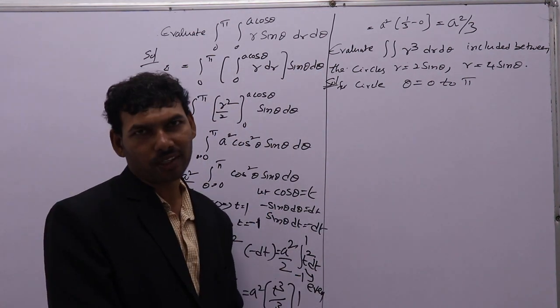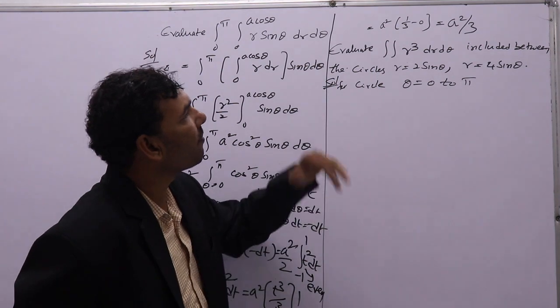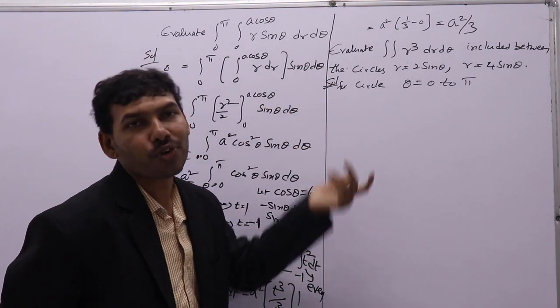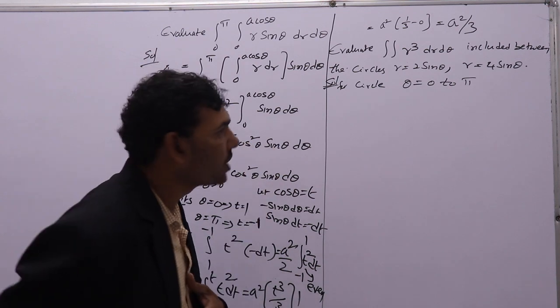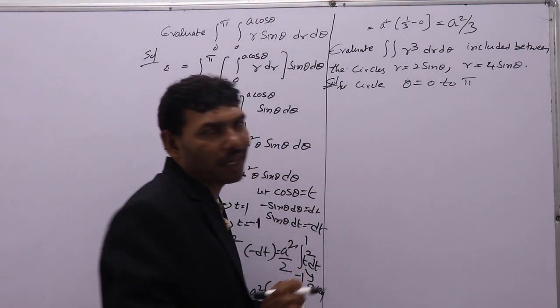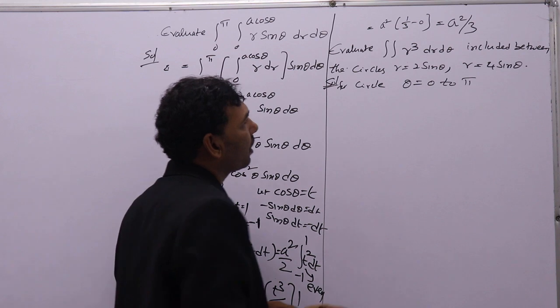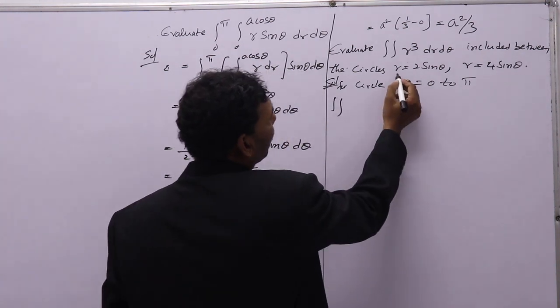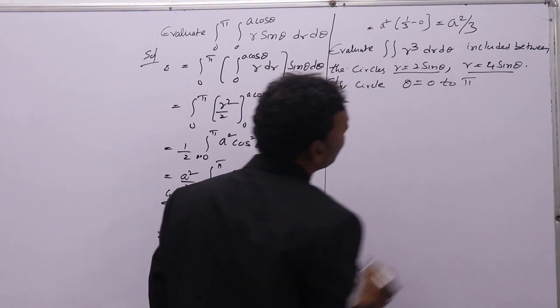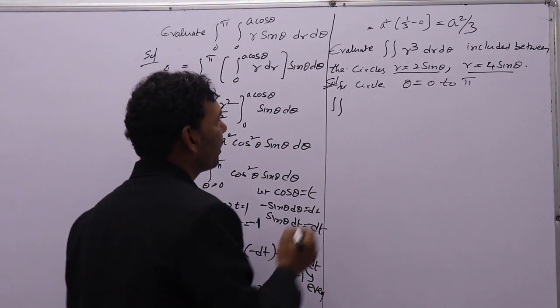0 to 2 pi actually, but here we are going to evaluate on the positive region, in general. So to evaluate in the positive region, theta will be 0 to pi. Now, the limits of r are given. r is 2 sin theta to 4 sin theta. The r limits are given clearly.